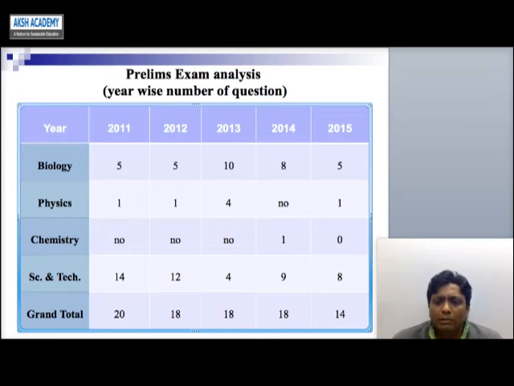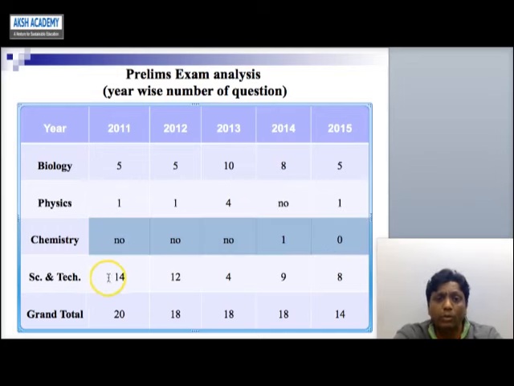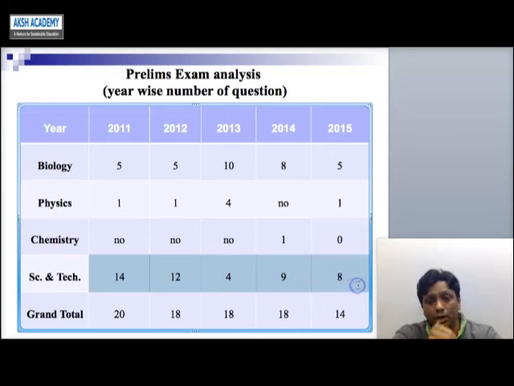Biology, physics and chemistry have a role only for the prelims, but science and technology you will also find in your mains paper, friends. The number of questions from biology you can see here is 5, 5, 10, 8 and 5. But physics and chemistry are around 1, 1, 1, 4, none and 1. Chemistry has none, none, none, none, 1, 0. Science and technology, yes, has a major role in your examination.